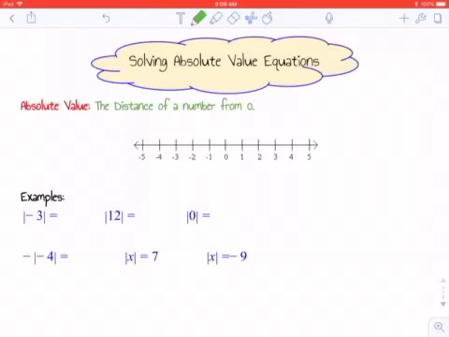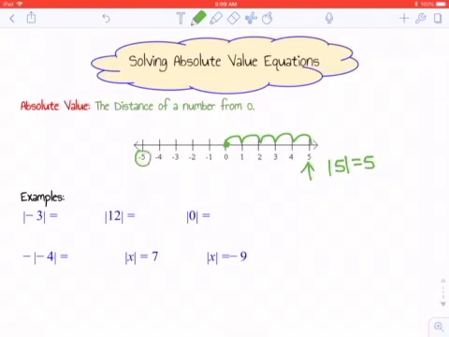In this video, we're going to take a look at solving absolute value equations. So absolute value, as a basic definition, is the distance of a number from 0. So if we think about the number 5, 5 has a distance of 5 units from 0 if we look at it on a number line. So we would say the absolute value of 5 is simply 5.